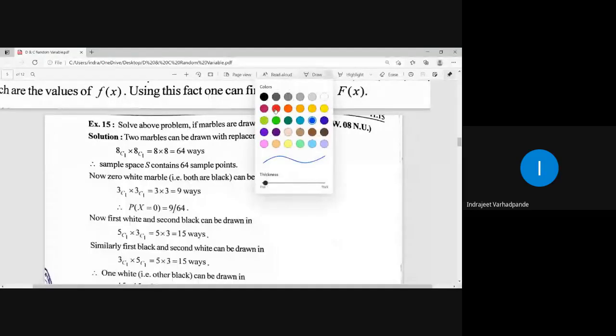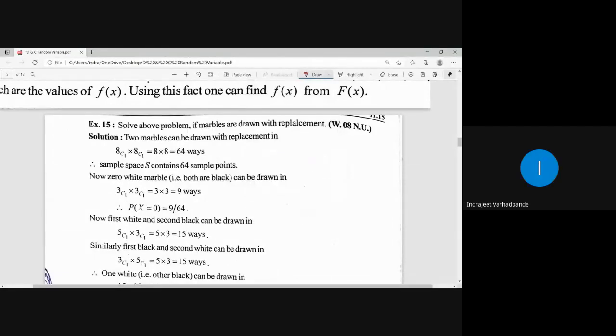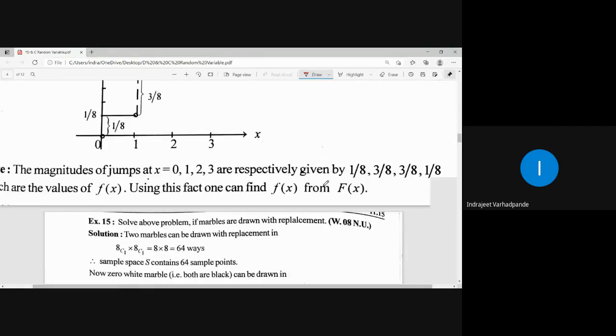Yes, is it visible? Yes, sir. Yes. So we have to solve the problem if marbles are drawn.